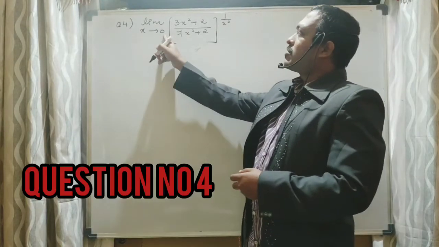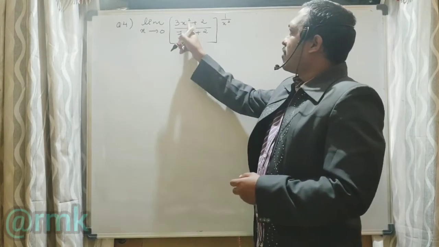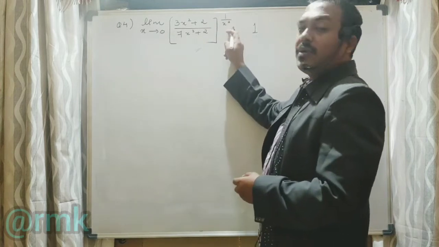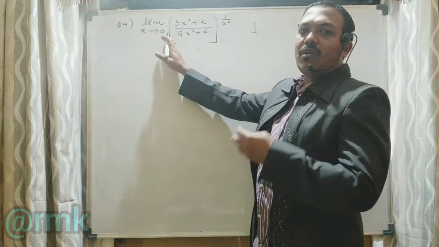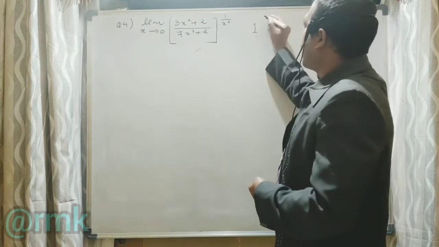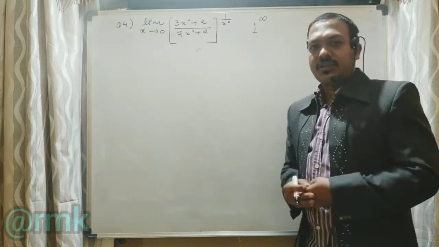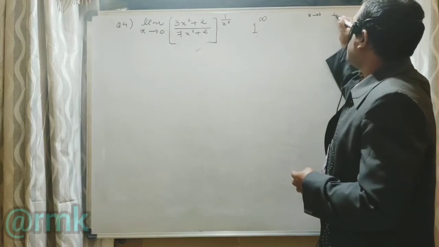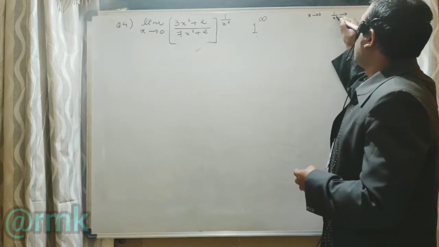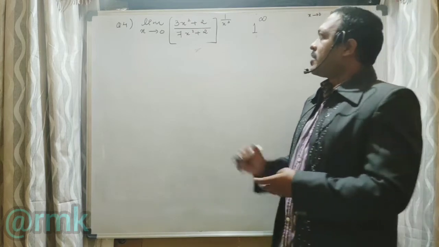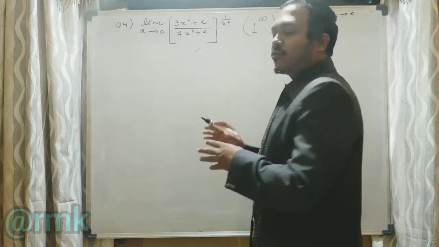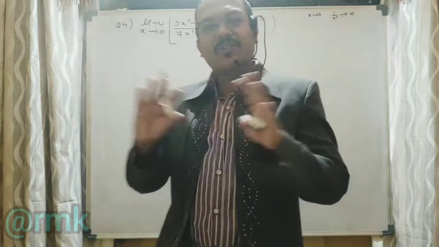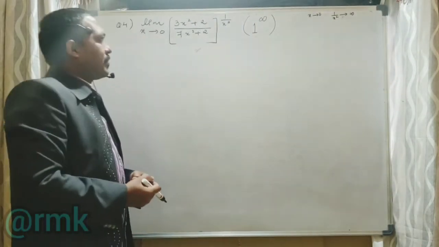By substituting 0, this one is 0, this one is 0. 2 by 2 is 1. Raised to 1 by x square, x tends to 0. 1 by x square tends to infinity. It is a 1 raised to infinity form. This is not equal to 1. 1 raised to any number is 1, but 1 raised to infinity is not 1.